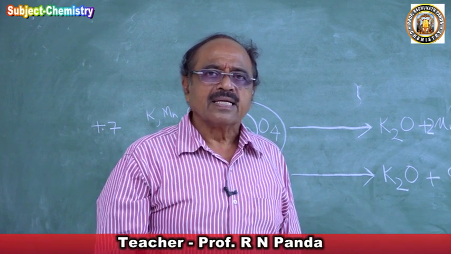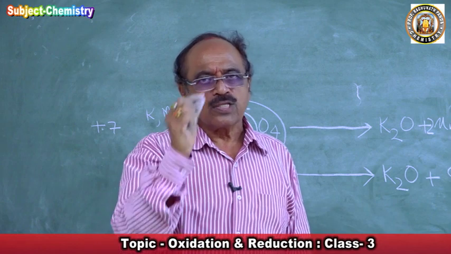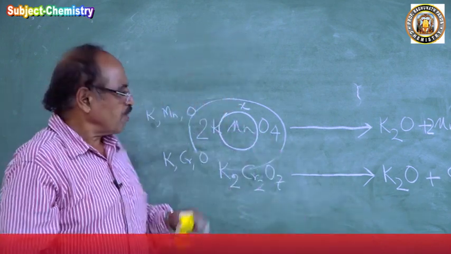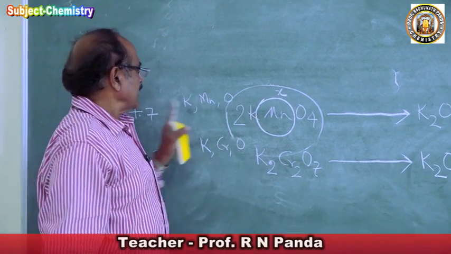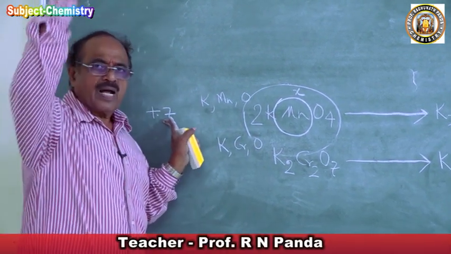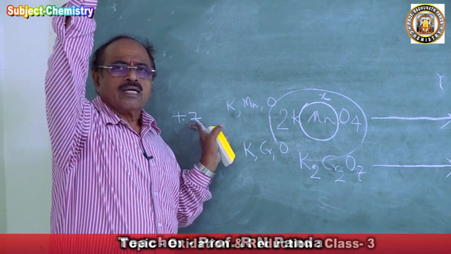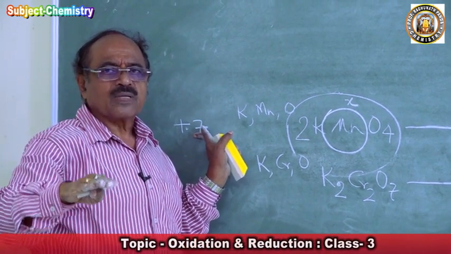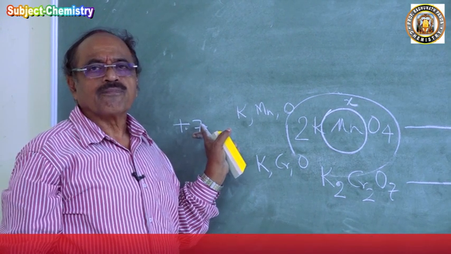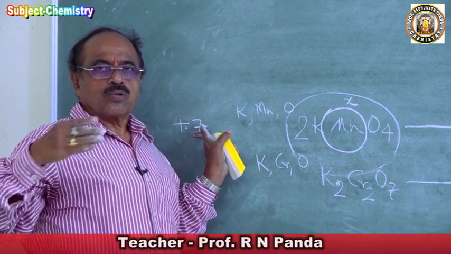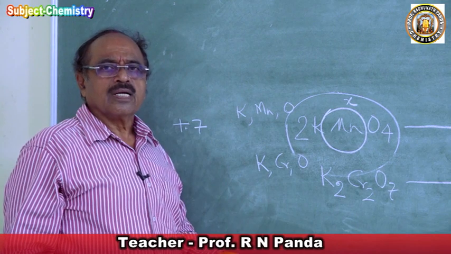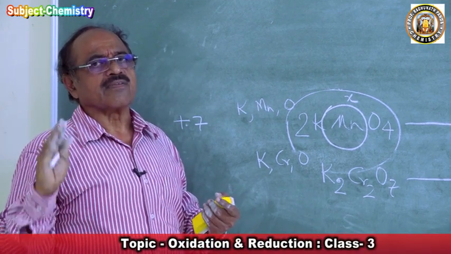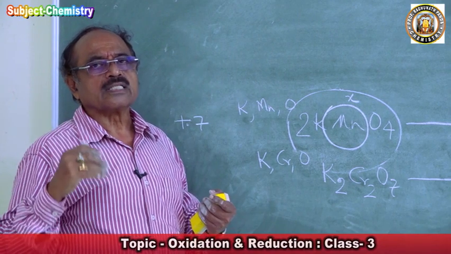Similarly, manganese in the atomic state has oxidation number 0. When it forms potassium permanganate, it has gone to +7, the highest state. From the highest state it can come to +6, +4, +2, then 0. So it has a tendency to come down. While coming down, it can go on decreasing its valence state and losing oxygen.